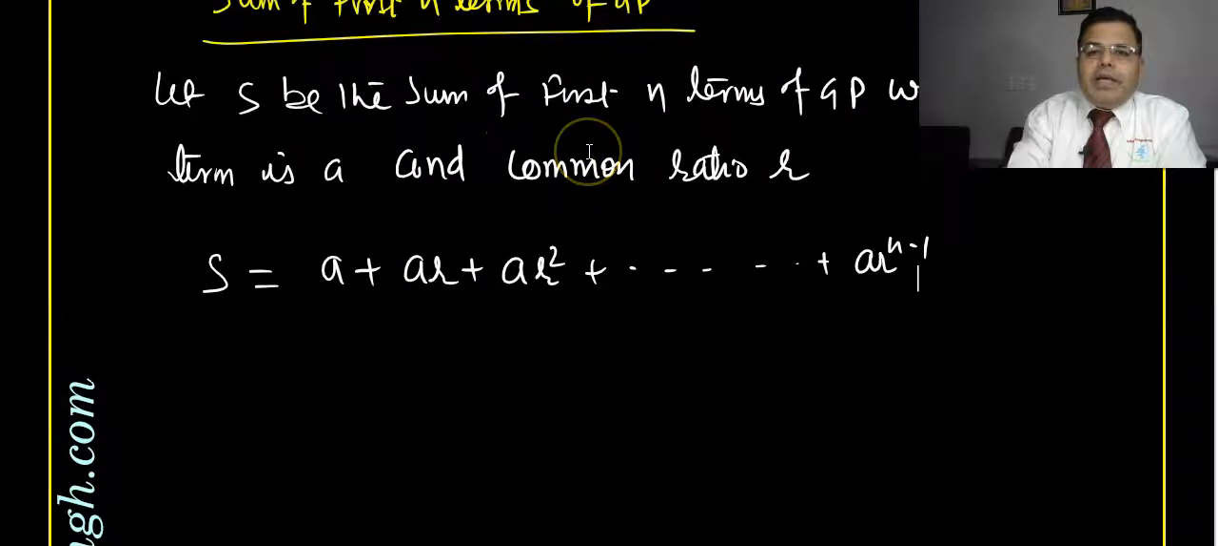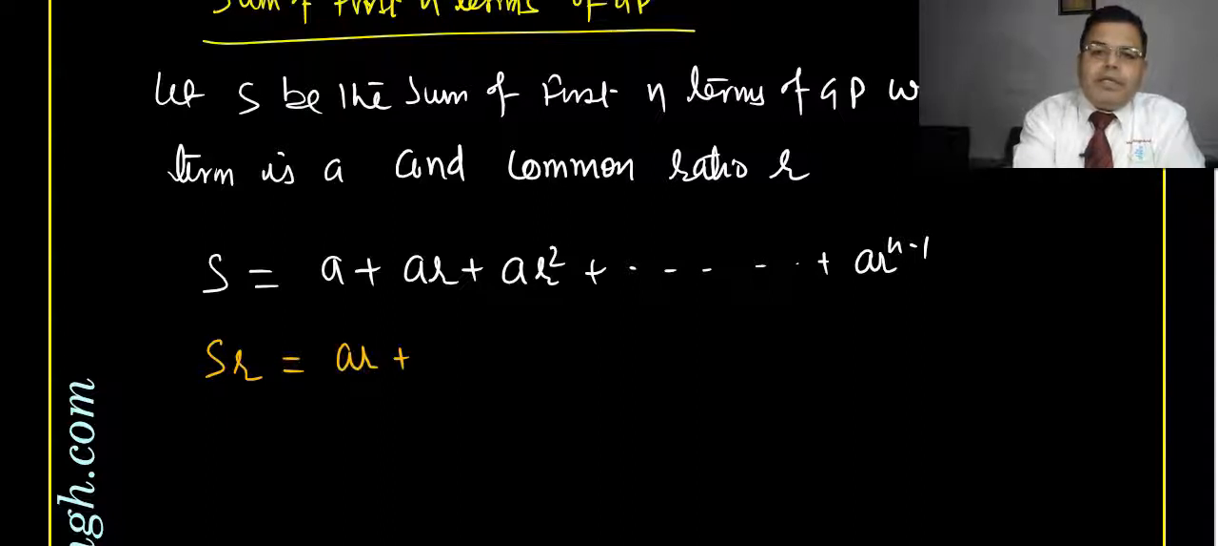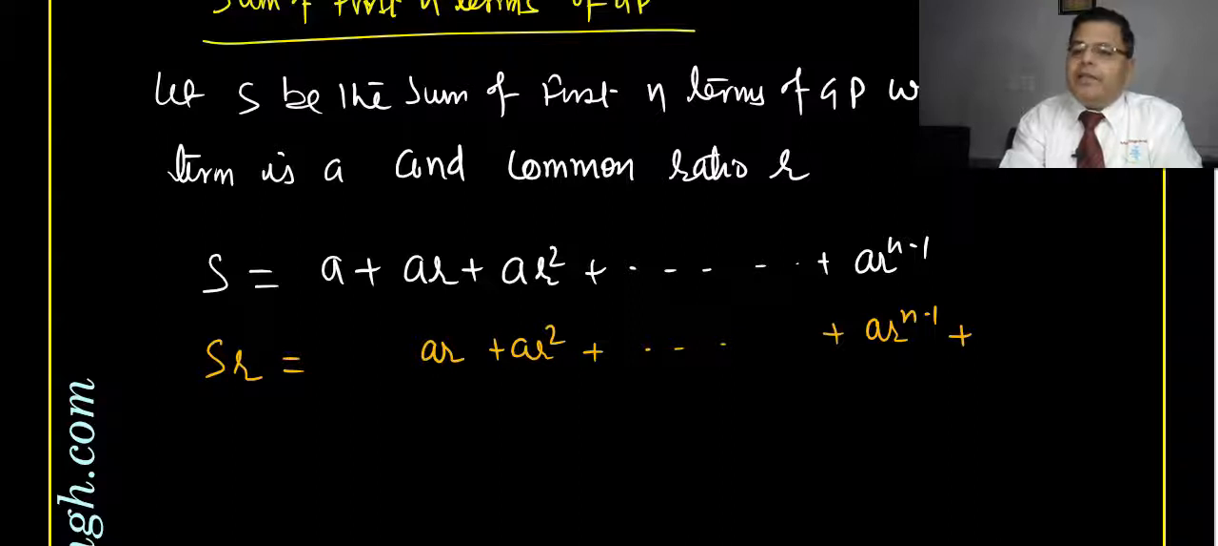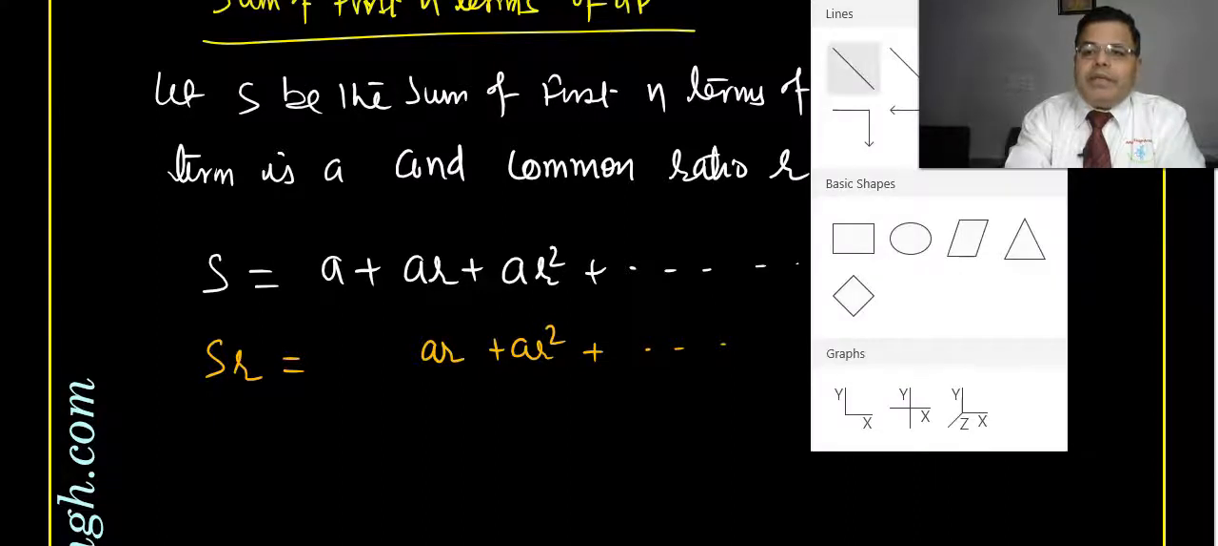If we multiply by R, what will happen? A multiplied by R will be AR, just right below this. Then AR square, because AR multiplied by R is AR square, like that. Similarly, the previous term AR to the power n minus 1 multiplied by R will be AR to the power n. Now we can subtract these two.